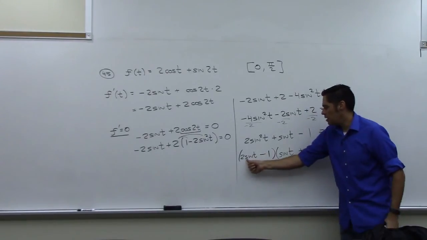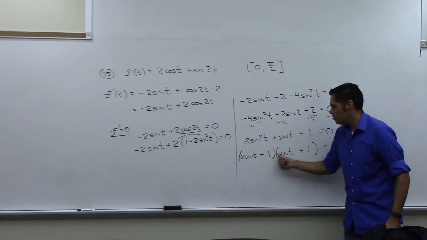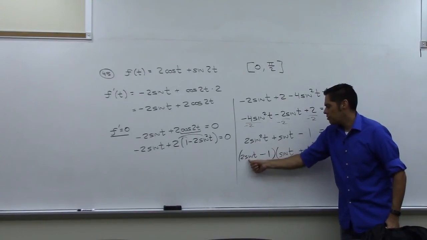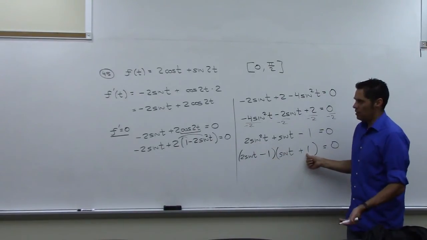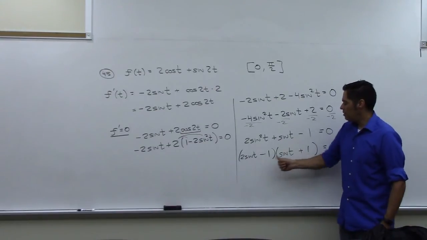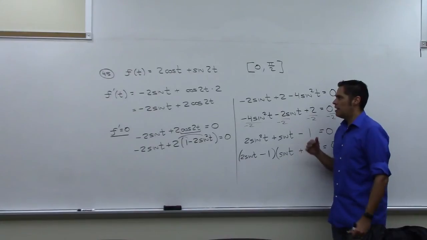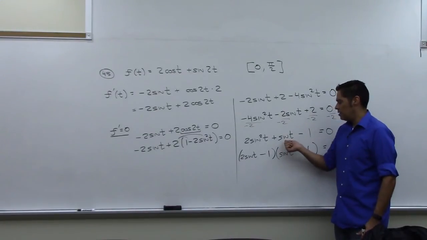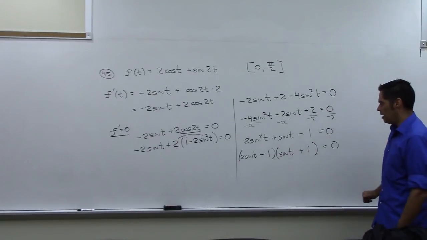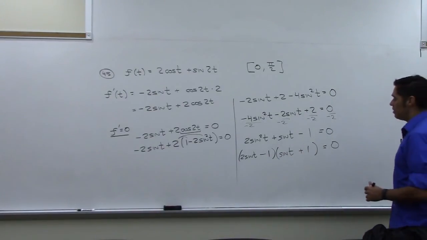So if I distribute here to here, I get the 2 sine squared t, check. 2 sine t times 1 is 2 sine t. Negative 1 times sine t is minus sine t. So I take that 2 sine t, I take away 1 sine t, that's going to give me just 1 sine t. And then negative 1 times 1 gives me negative 1. So that is the correct factorization.